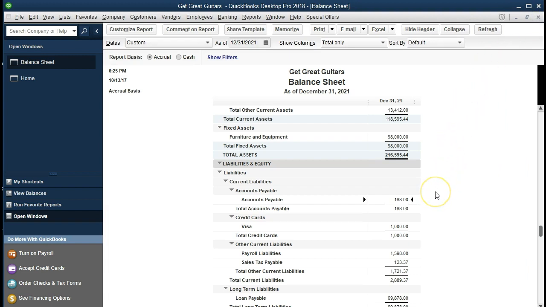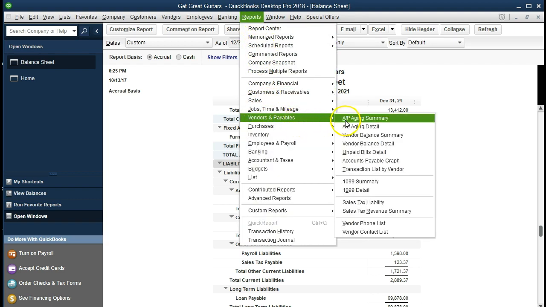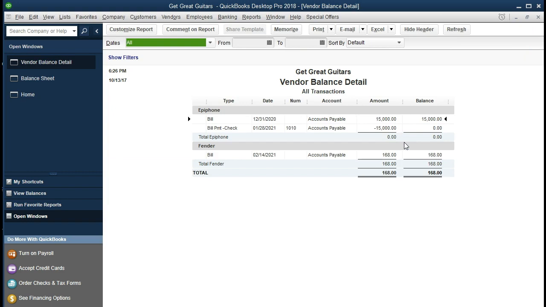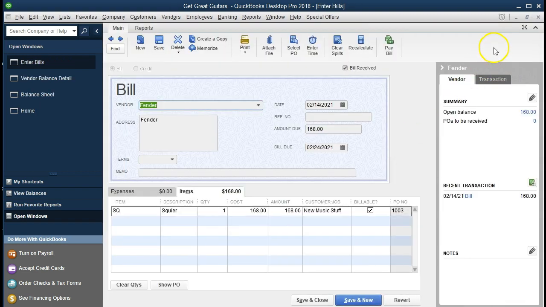We also want to see that payable information by vendor. So we could go also to reports. We could go to vendors and payables. And in this case, we could have an AP aging. Let's look at the vendor balance detail, and that will give us some information by vendor. Here's the bill that we currently owe there. This is the open amount that we owe in terms of vendors, in terms of accounts payable. Double clicking on that, there's the bill.